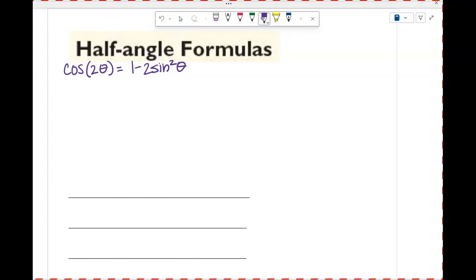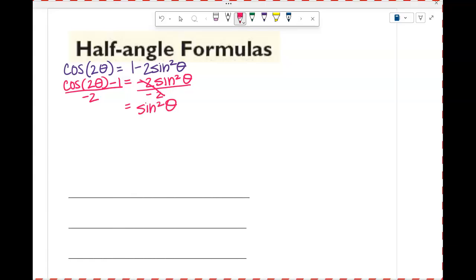Now guys, I'm going to try to solve for sine of theta, okay? So first, when you're solving for sine of theta, I'm gonna move the 1 over to both sides. So if I move the 1 over, I would have cosine of double theta minus 1 equals negative 2 times sine square of theta. Next, guys, I'm gonna divide both sides by a negative 2, okay? Okay, so now we have sine square of theta.